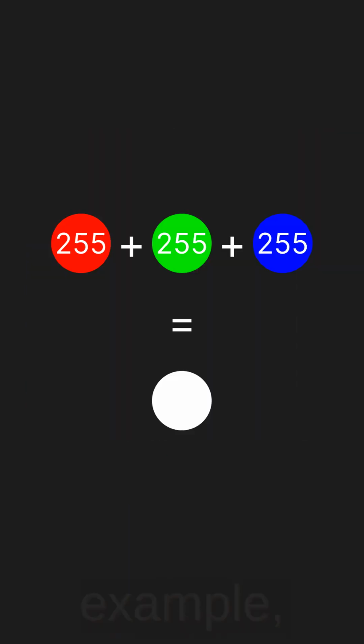Color images use the RGB model: red, green, and blue. Each channel ranges from 0 to 255, allowing us to create over 16 million unique colors. Yeah, 16 million. For example, to create white, all three channels max out at 255. Black, they all drop to 0. But by adjusting these channels carefully, we can create any color imaginable.